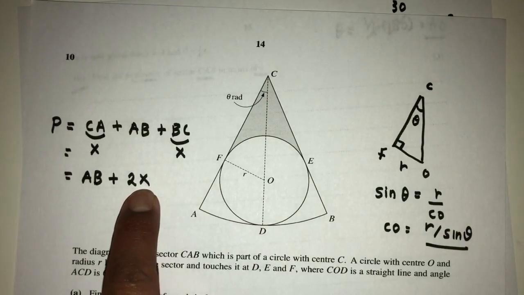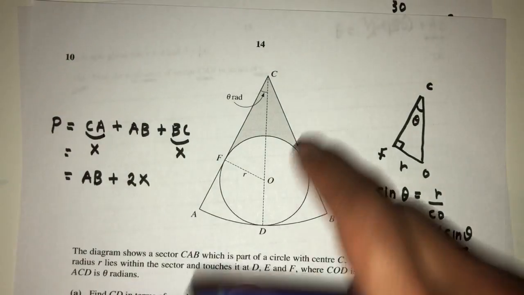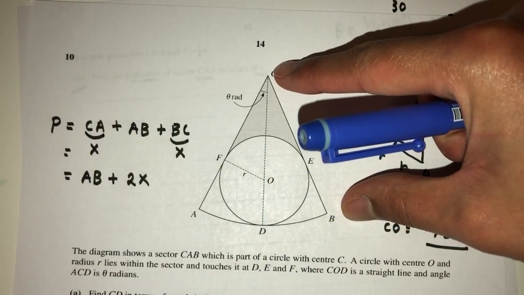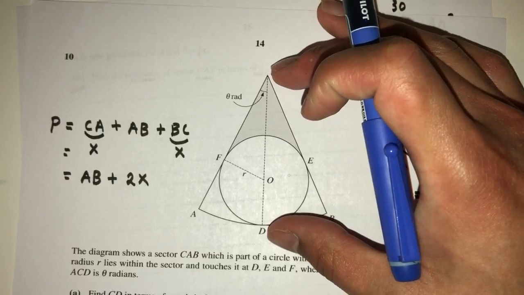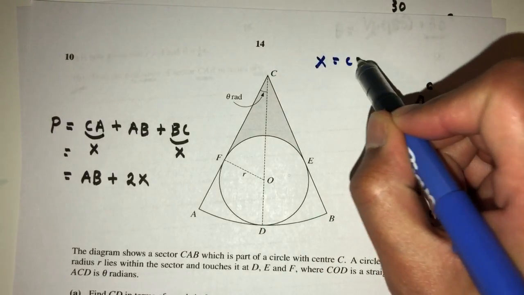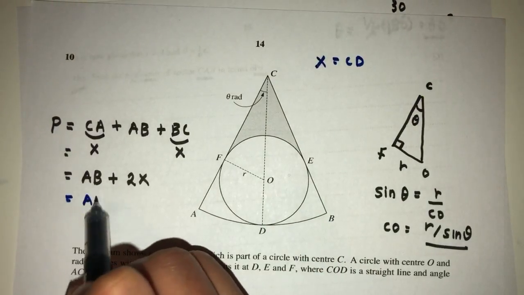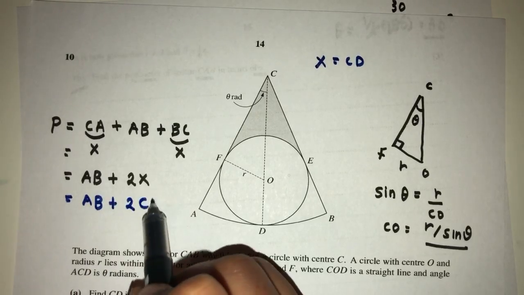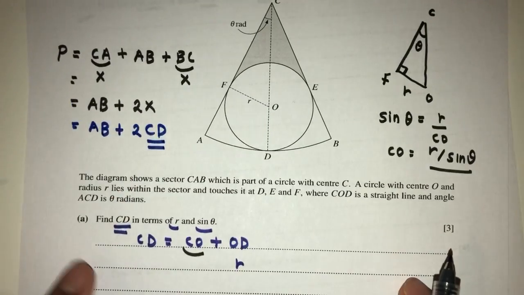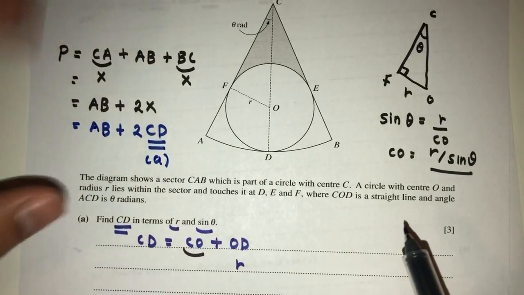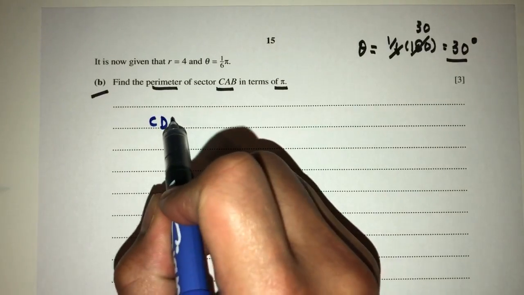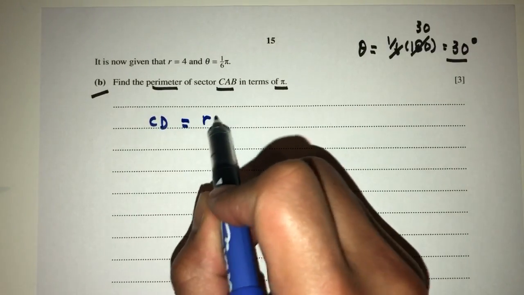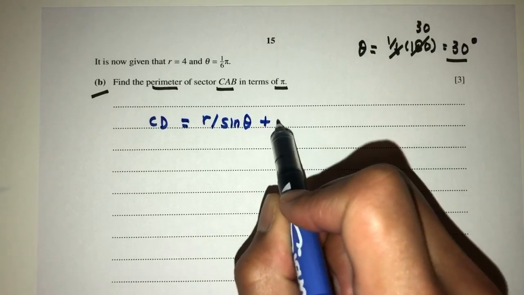But now what is X? If you observe, X is the radius of that sector, but also realize that X is the same as CD, because this is also the radius of the sector. So X is CD. That will be AB plus 2 times CD. And CD, you have found from part A. So let's bring this back. You will have CD is r over sine theta plus r.